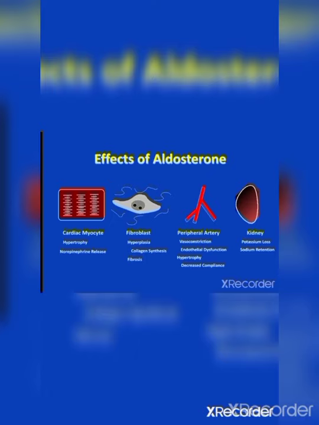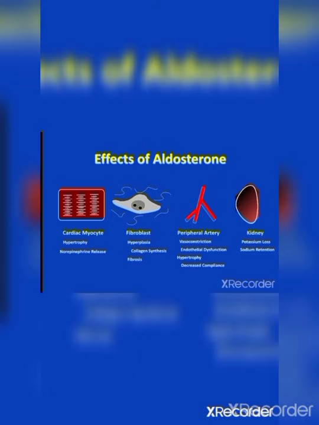So these are the effects of aldosterone, which I was talking about, that it stimulates cardiac myocytes and causes hypertrophy as well by stimulating or sensitizing the myocardium to the actions of norepinephrine. It can also induce fibroblasts and cause hyperplasia. Collagen synthesis can also occur, and ultimately fibrosis can occur as well. It can cause vasoconstriction. It is a powerful vasoconstrictor as well, and it does it by stimulating angiotensin II.